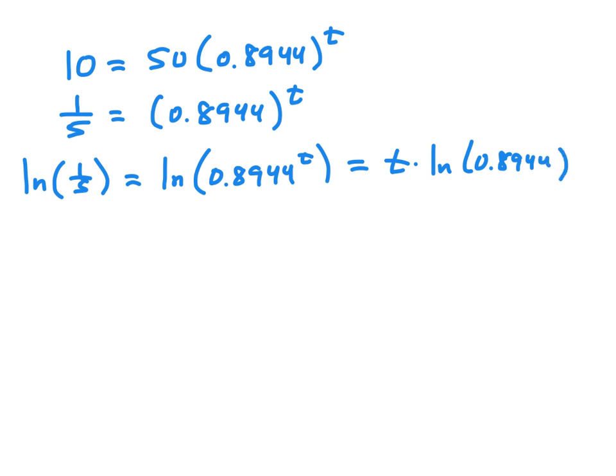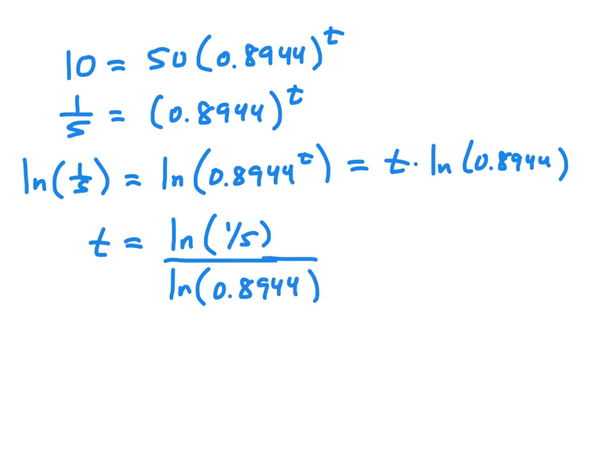And once we have t out of the exponent, we can simply divide by the logarithm it's being multiplied by to find the value of t. So we get natural log of 1/5 divided by the natural log of 0.8944. And if we use a calculator to compute this value, we get approximately 14.42 hours. This tells us that about 14.5 hours after the medicine is initially given, it will need to be re-administered to maintain a threshold of more than 10 milligrams in the bloodstream.